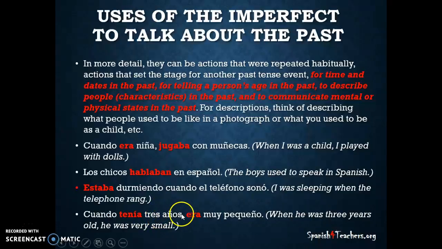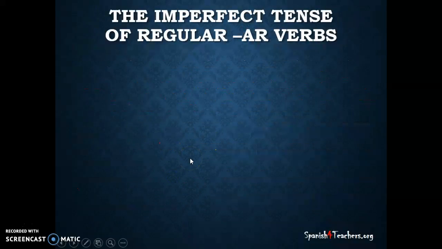Cuando tenía 3 años era muy pequeño. You're going to use this a lot. When he was 3 years old, he was very small. Or cuando tenía, when I was 3 years old, era muy pequeño. I was very small. Okay? And don't freak out if you don't quite understand it just from watching the video. No te preocupes. We're going to have some práctica with it mañana.